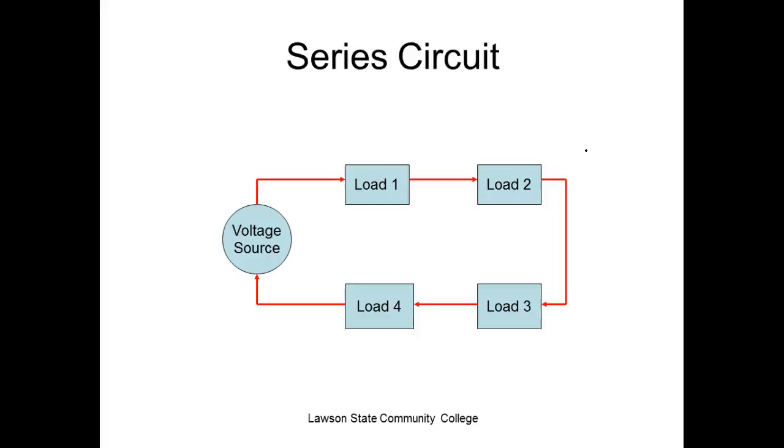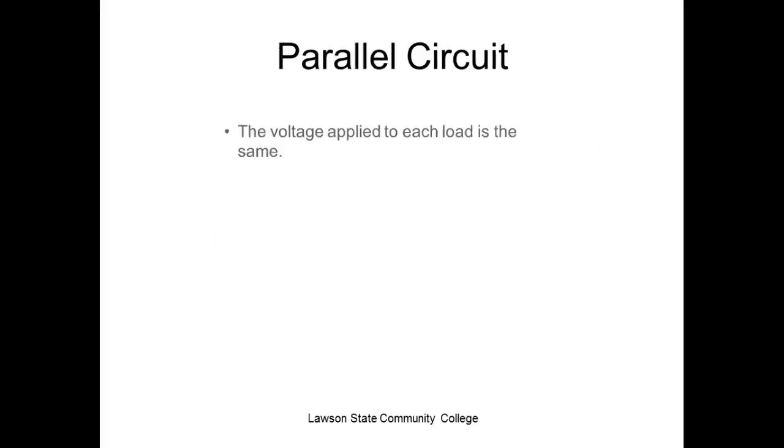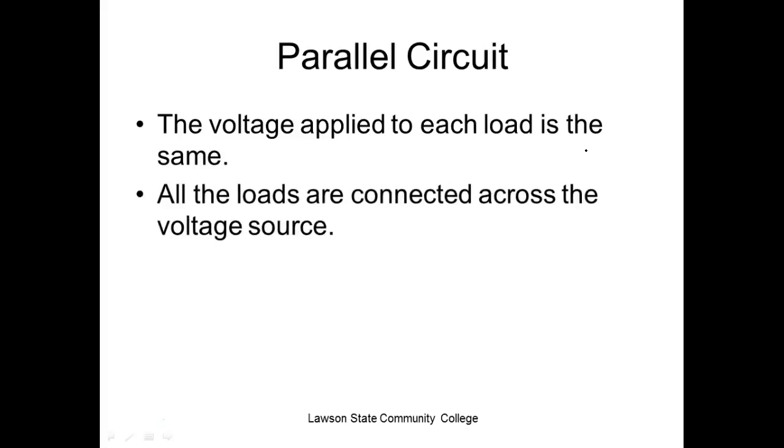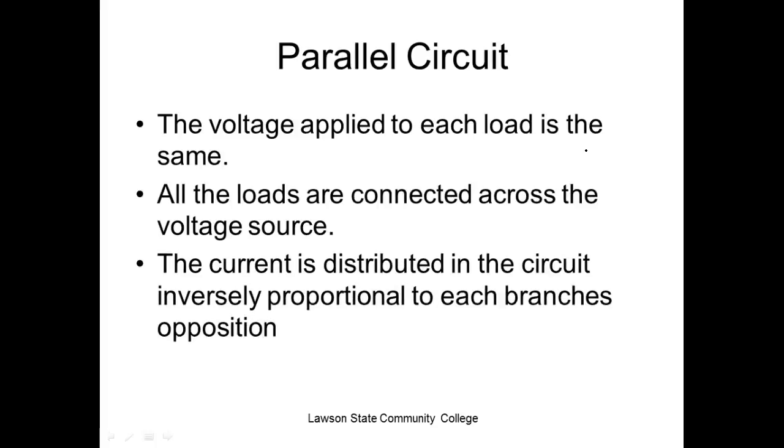So this shows us the path. We're getting there. So this is parallel. The voltage applied to each load is the same. So we're going to hook up parallel circuits. All loads are connected across the voltage source. The current is distributed to the circuit inversely proportional to the opposition. You understand that? Yes or no?